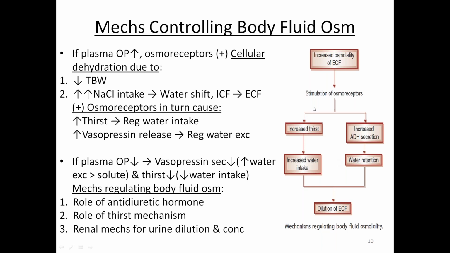Okay, so once you understand one of these, you of course know what happens when the converse situation arises, right? Now, the main mechanisms which are involved in regulating body fluid osmolality are: one, the role of ADH hormone, role of thirst mechanism, and the renal mechanisms for urine dilution and concentration. So this third one is what we went through, what the entire last unit was about.